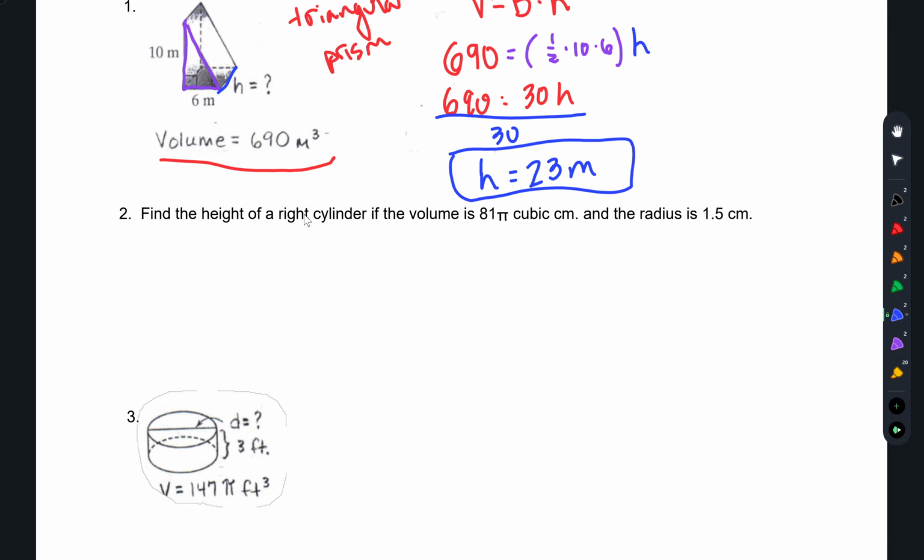Very similar for the next one. We know that we have a right cylinder. Our formula for the volume of a cylinder is volume equals base times height. I know that my volume is 81 pi. The area of my base, the area of a circle, is pi r squared. I know my radius is 1.5.